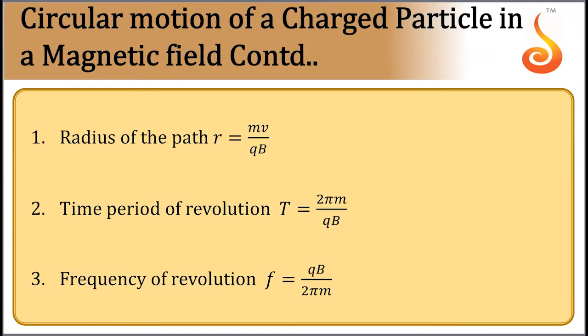When circular motion of a charged particle is considered, these are the formulas relevant to that. Radius of the path r is equal to mv by qB. Time period of revolution is 2 pi m by qB. And frequency of revolution is qB by 2 pi m. Make a note of it. m is the mass of the charged particle, q is the charge, B is the magnetic field.